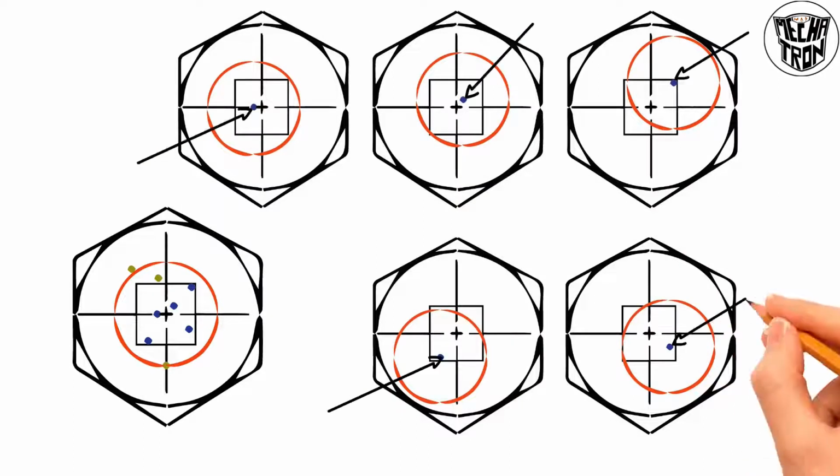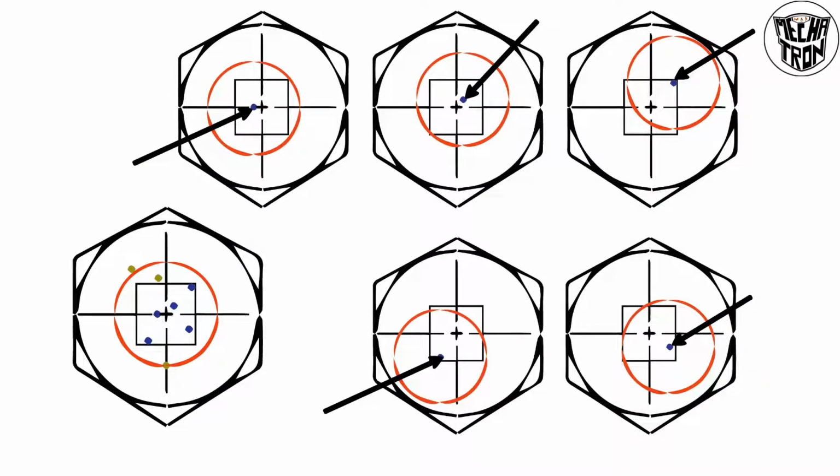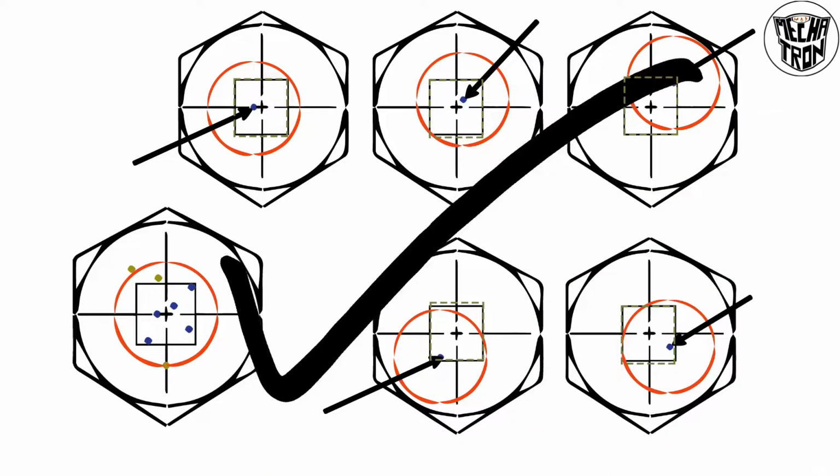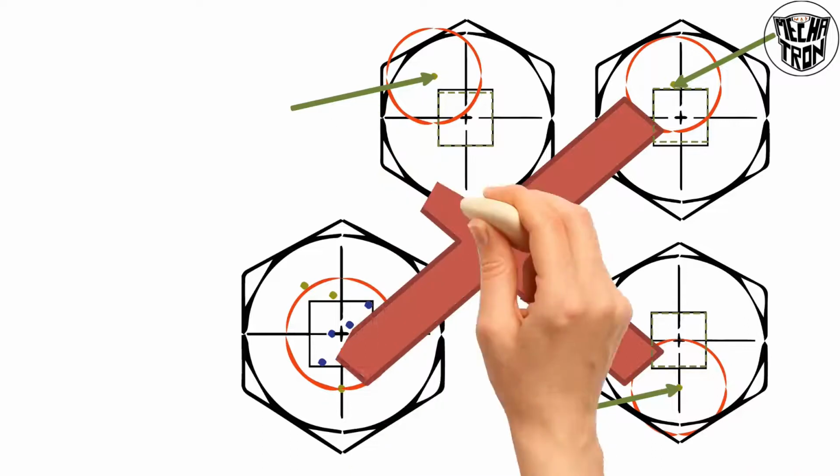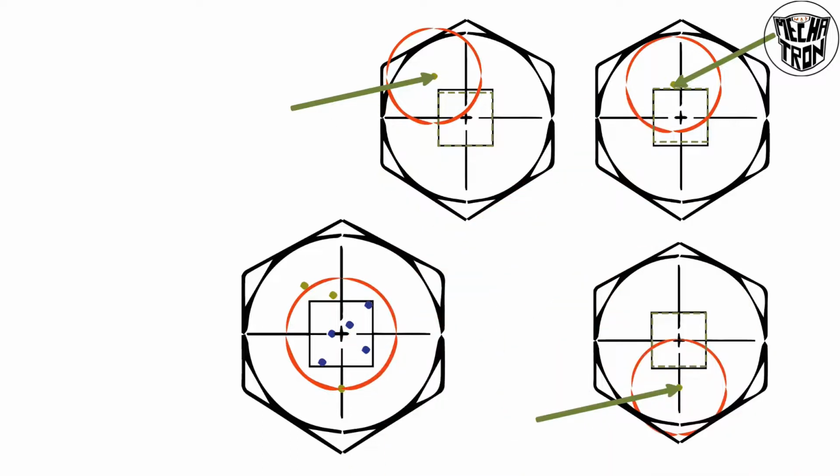For more clarity, you can see this figure. Here, the center points of the nuts are located inside the tolerance zone. So these nuts are accepted. And these nuts' center points are located outside the tolerance zone. So these nuts are rejected. But these rejected nuts are also workable.